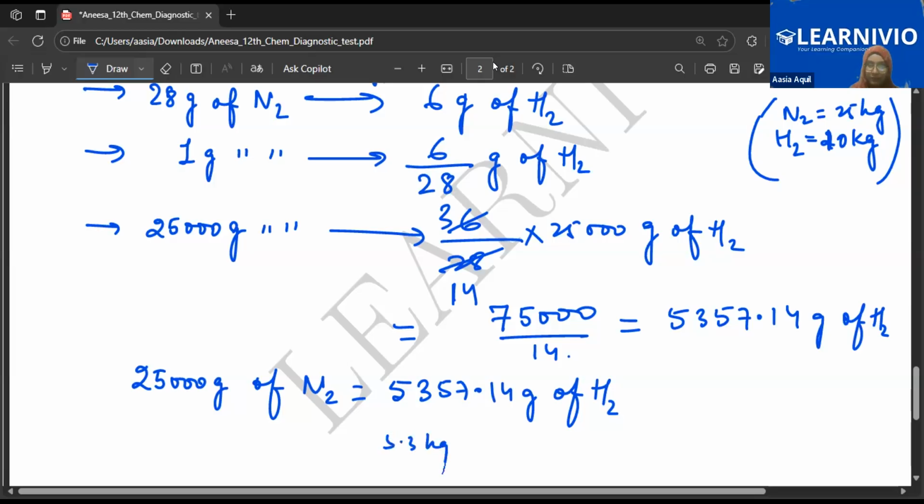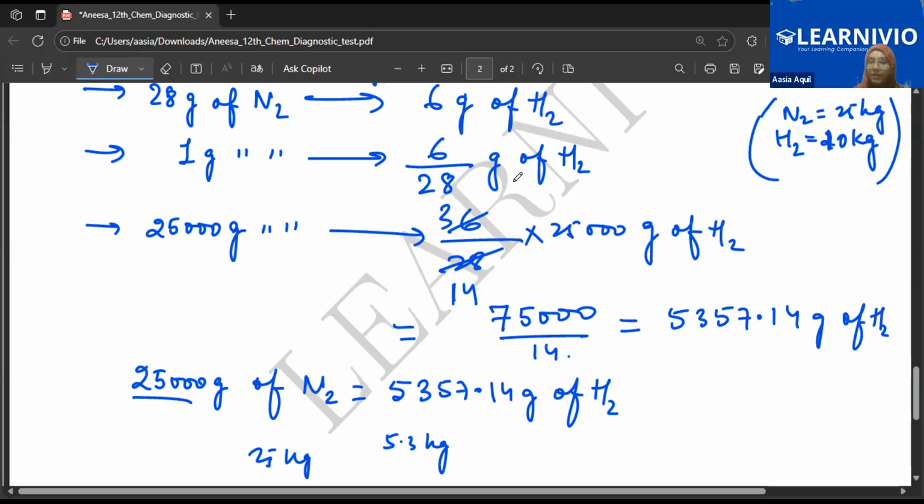And 25 kg means 25,000 gram, right? So see here, this is a calculation part. We calculated this from the balanced chemical equation, right? This relation came from the balanced chemical equation. Means for 25,000 grams, how much hydrogen do we need? So only 5.3 kg. But in the question, the amount of hydrogen given is 10 kg, right? Do you understand? Is it clear, Anisa?